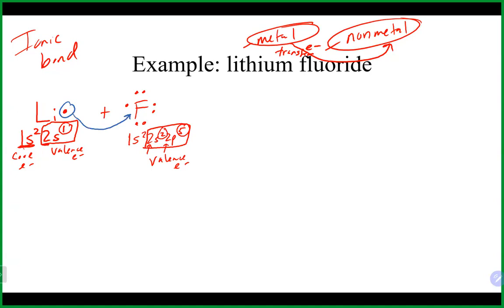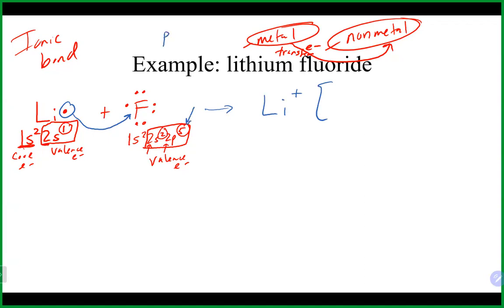The result of that is we will then end up with a lithium that has lost an electron and becomes positively charged at that point, right? It has one less electron. The fluorine's okay because it has room here.